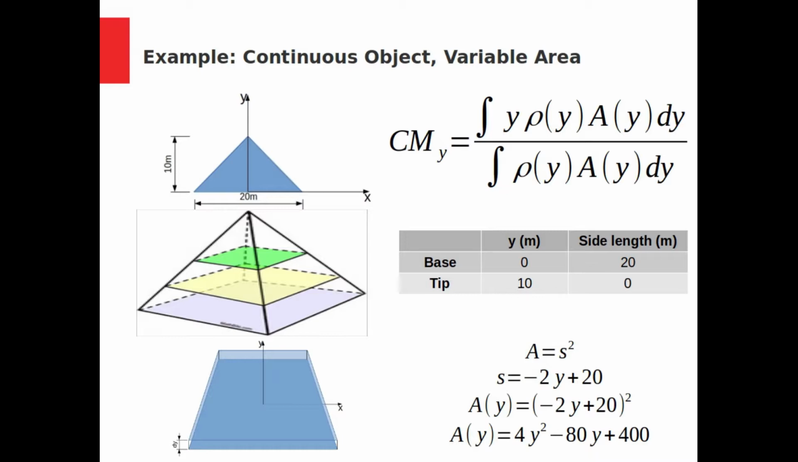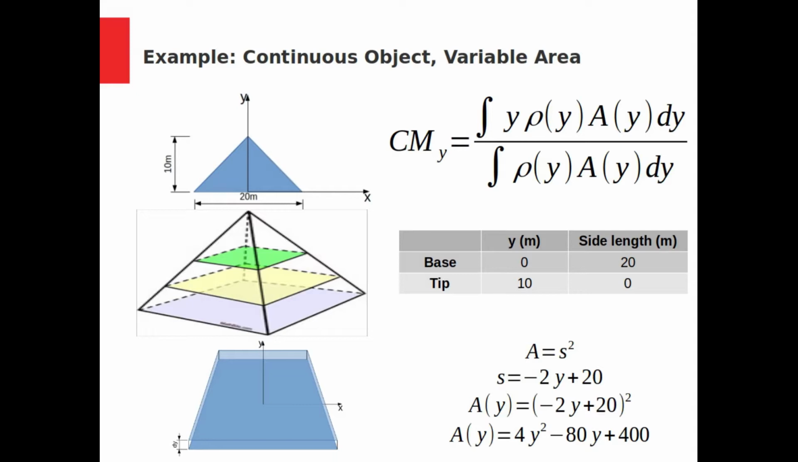Take a slice from this pyramid as shown in the middle diagram. Each slice will have the same thickness, dy. However, the slices will have different areas. A slice taken closer to the tip will be a square with a small area, while one taken closer to the base will be a square with a large area. The area of each slice depends on its side length. In fact, it is the side length squared.